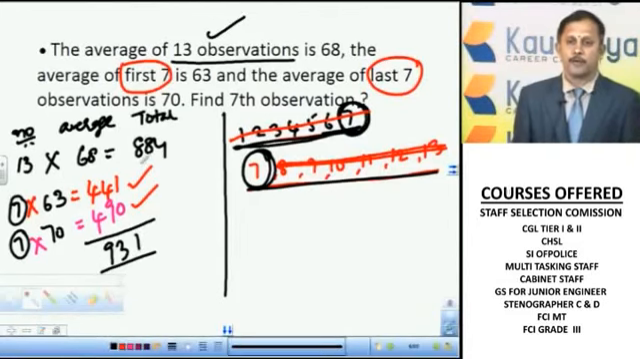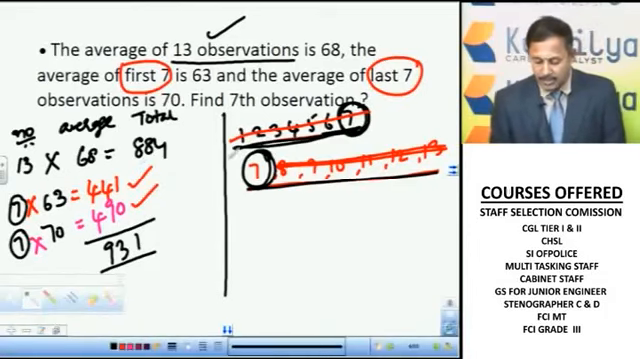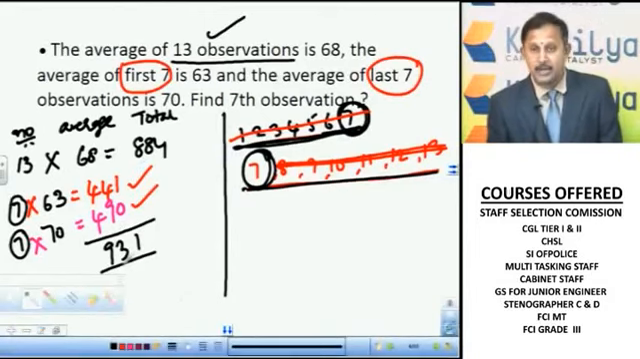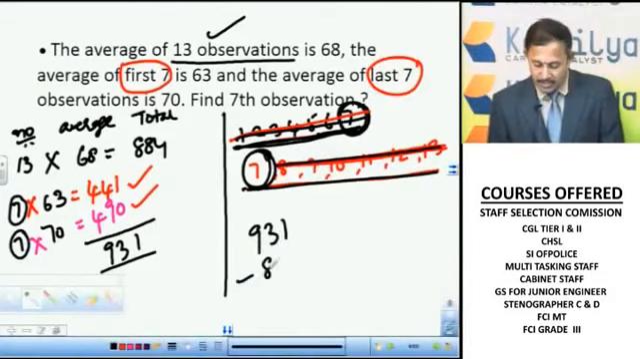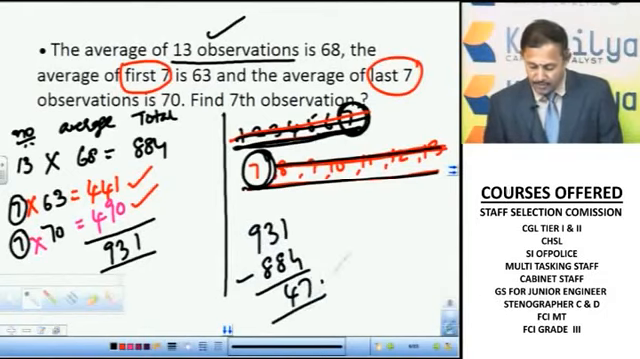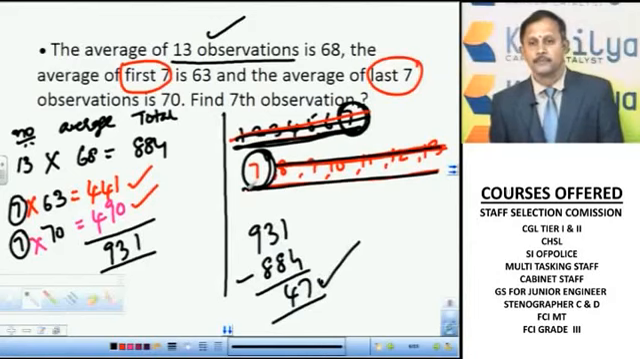That is 884. So once again I repeat, the total for first 7 is 441. The total for last 7 is 490. So what is the total for all these elements here? 931. And out of 931, if you eliminate these elements who are marked, that is 884. So 931 minus 884, that 47 is the value of the 7th number, which is common to both the subgroups.